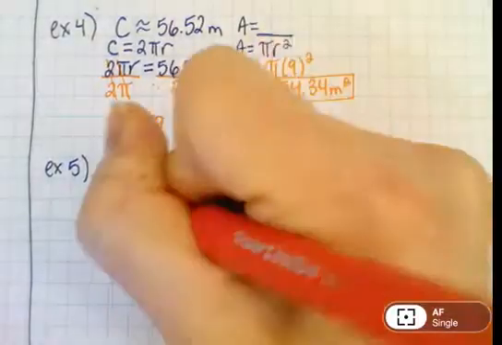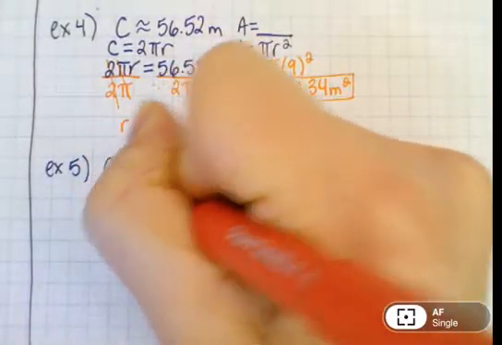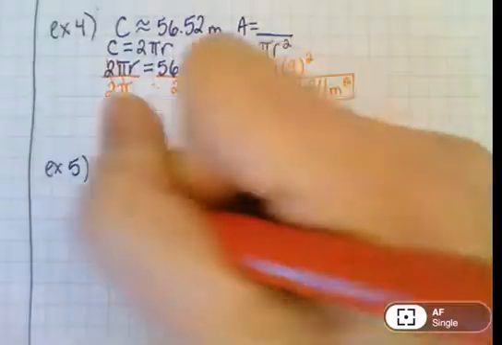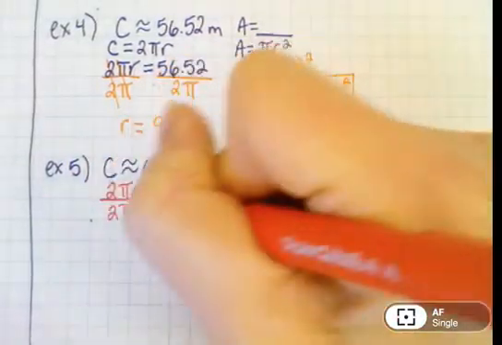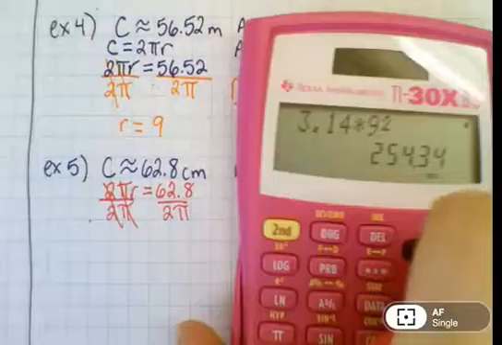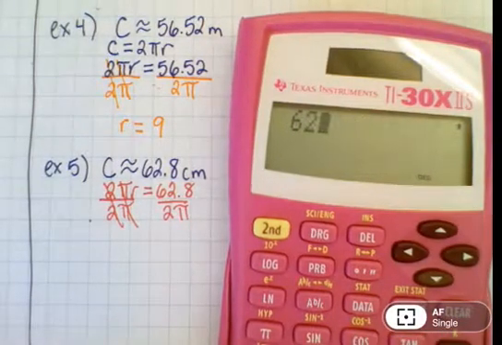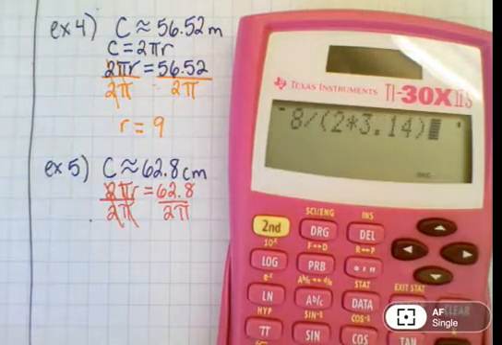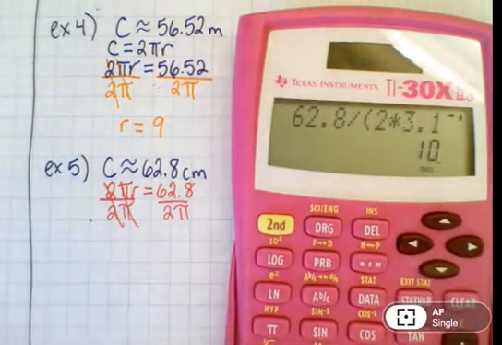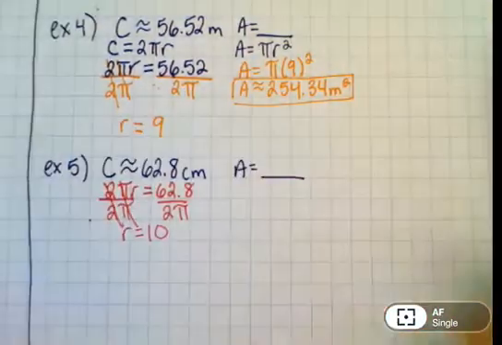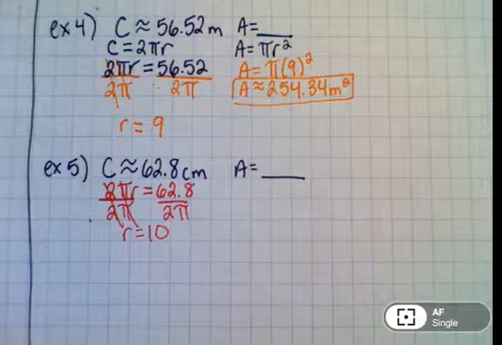Circumference is 2 pi r, so that means that 2 pi r is going to equal about 62.8. Divide on both sides by 2 pi to get r by itself. Those cancel. 62.8 divided by 2 times 3.14 is 10. Lovely. So that means the radius of this circle is 10. Once I know the radius, I can find the area.